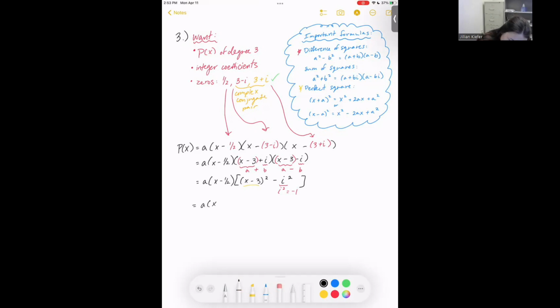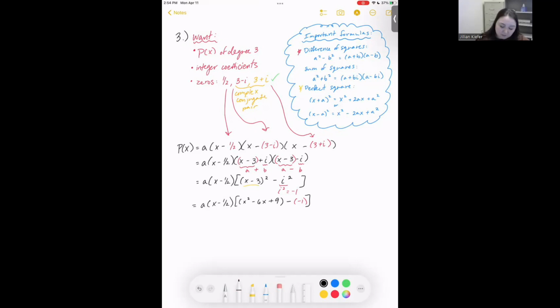We're going to have a times x minus 1/2. And x minus 3 squared, we see that this value of a is 3. So we're going to have x squared minus 2 times a, so 2 times 3, which is 6. So minus 6x plus a squared, we said a is 3, so plus 9. So that's what x minus 3 squared factors into. Then we've got minus 1, since i squared was -1.